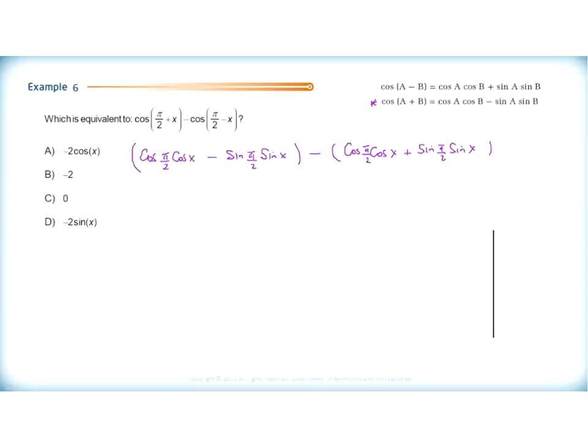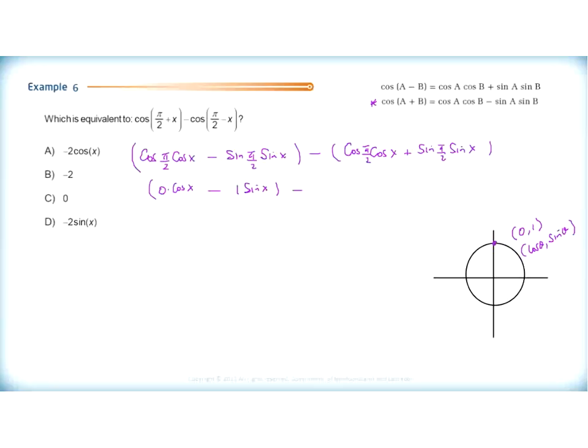Pi over 2, of course, using the unit circle, it's right here, 90 degrees. Coordinates of that point is 0 and 1. We know that the cosine of the point is 0. The sine of the point is 1. So the cosine of pi over 2 is 0. So I got 0 times cosine theta, or cosine x. Subtract the sine of pi over 2, which is 1, times sine x.